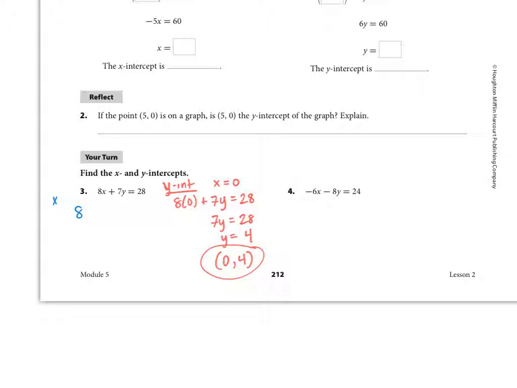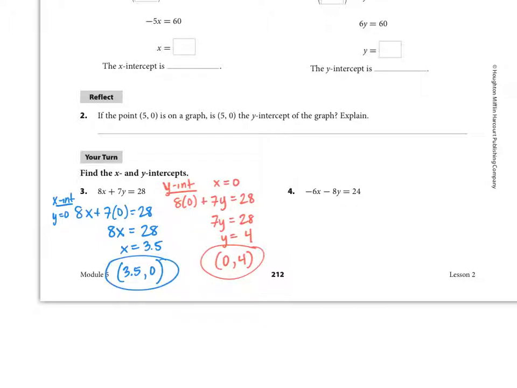The x-intercept is when y equals 0. So we have 8x plus 7 times 0 equals 28. Well, 7 times 0 is 0, that goes away. 8x equals 28, and divide by 8 on both sides to get 3.5. And that means the x-intercept is 3.5, comma 0.